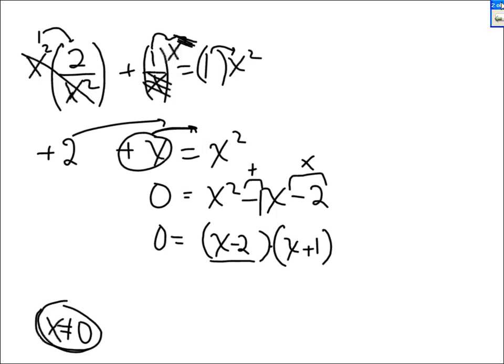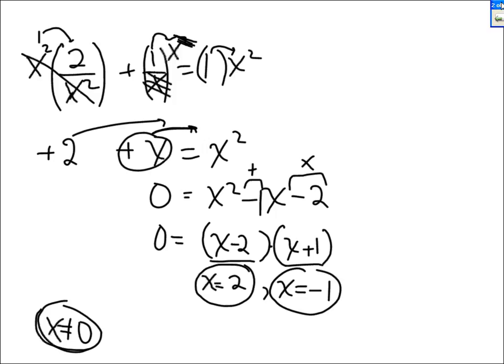So either this is 0 or that's 0. This is 0 when x is 2. That is 0 when x is negative 1. I have to reject any of these numbers that I can't allow to have as an answer. Okay? I have to reject 0. But then again, we never got 0 as an answer. So the answer is x is 2 or negative 1.